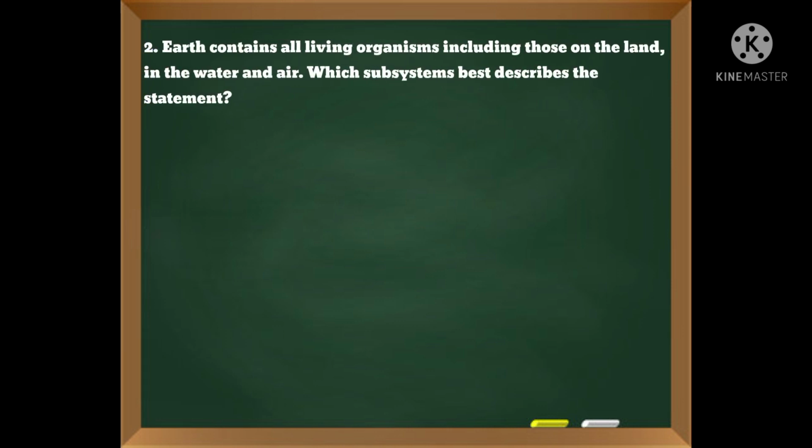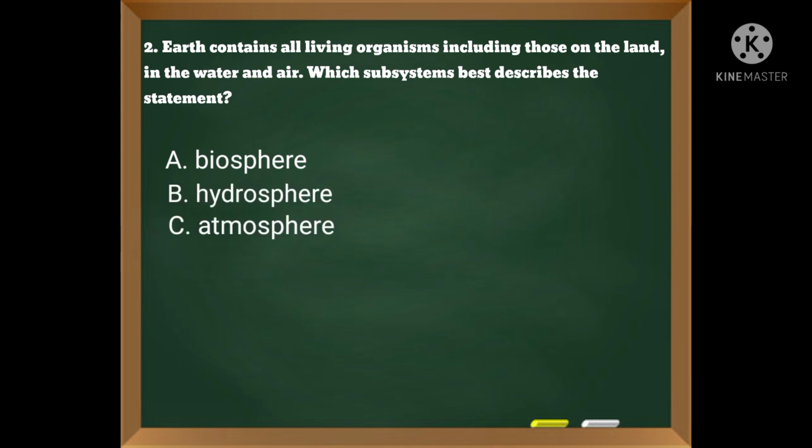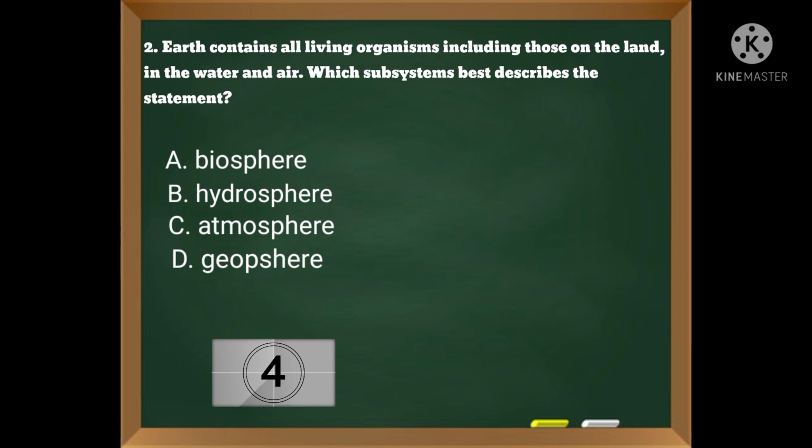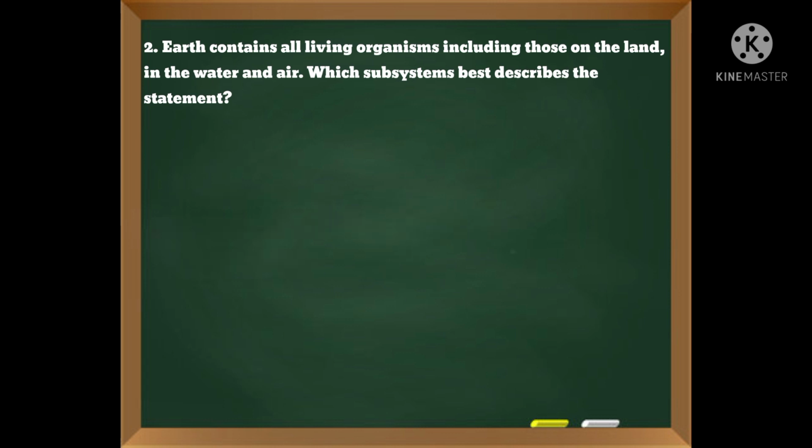Question number 2. Earth contains all living organisms, including those on the land, in the water and air. Which subsystem best describes the statement? A. Biosphere, B. Hydrosphere, C. Atmosphere, or letter D. Geosphere? The answer is letter A. Biosphere.